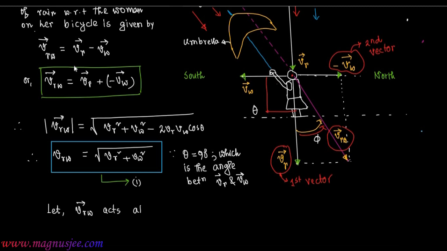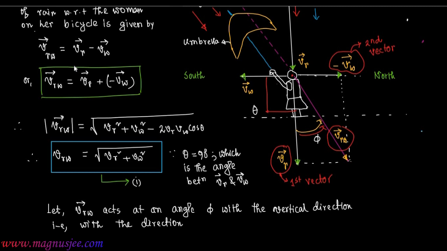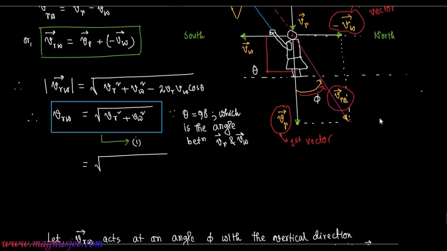Let vector VRW act at an angle phi with the vector VR. That means the relative velocity of rain with respect to the woman acts at an angle phi with the vertical direction, that is, with the direction of fall of rain, with velocity vector VR.